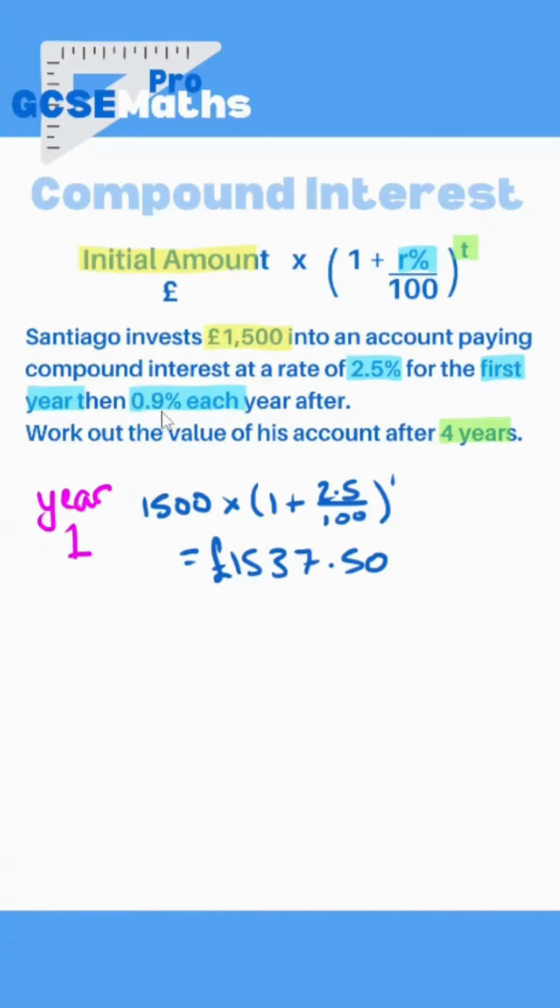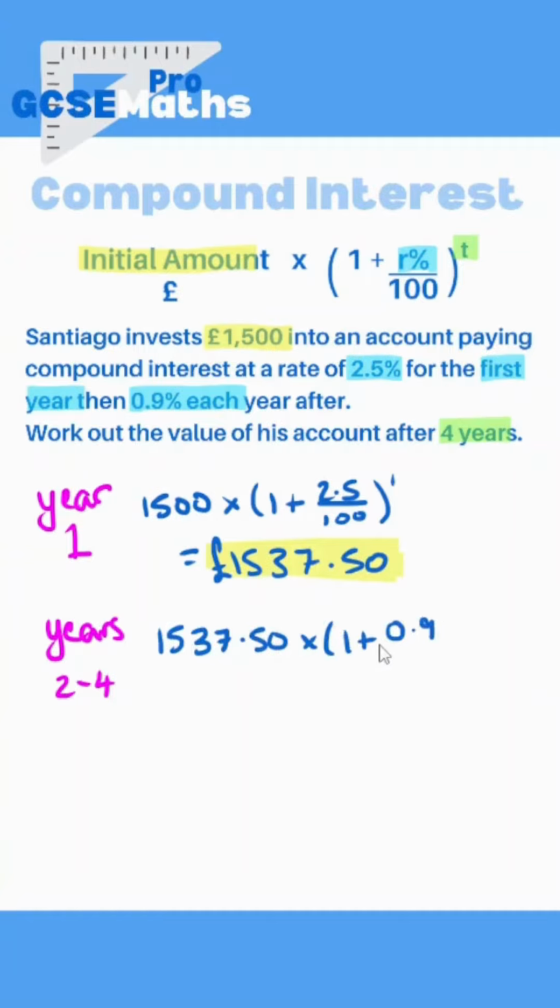We then have 0.9% for every year after that. So that's 3 years, isn't it? So that's years 2 to 4, which is 3 of them. The initial amount has now changed. At the start of year 2, we're starting with the 1,537.50, aren't we? So I'm going to use that as my new initial amount. And then we times it by 1 plus the new interest rate, which is 0.9 over 100.